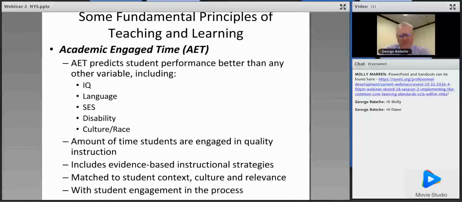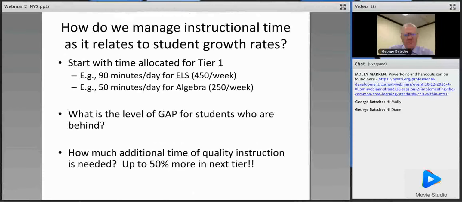But just think about this logically. If the use of time is important to student growth and achievement, and schedules determine time, then MTSS is greatly influenced by the schedule that the school has. And we'll see that in a moment. So how do we manage instructional time as it relates to student growth?